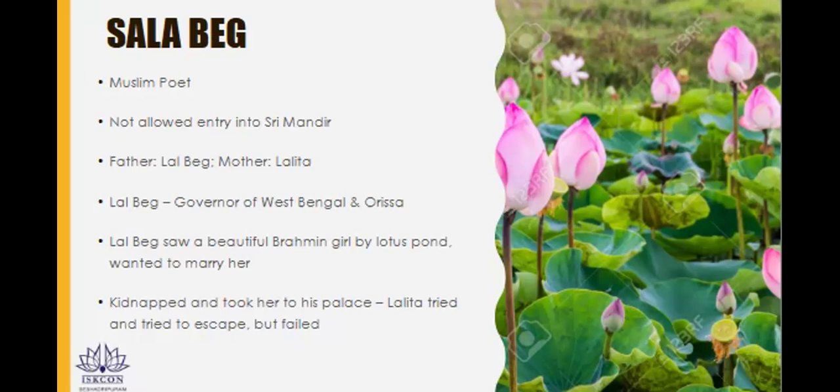This rule has been there for many years. His father's name is Lal Beg, who was a Muslim commander, and his mother is Lalita Devi, who was a Brahmin lady. Lal Beg was the governor of West Bengal and Odisha, and he was a very powerful commander. One day he saw a beautiful Brahmin girl, a widow, at a lotus pond. He wanted to marry her, and he forcibly kidnapped her and took her to his palace. Lalita had no choice but to accept him as her husband.